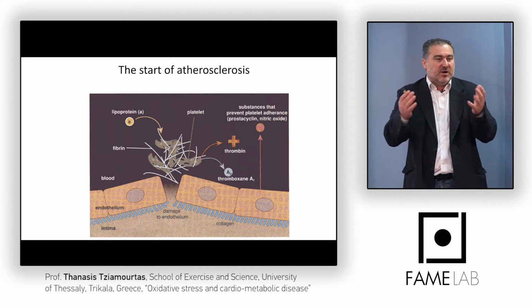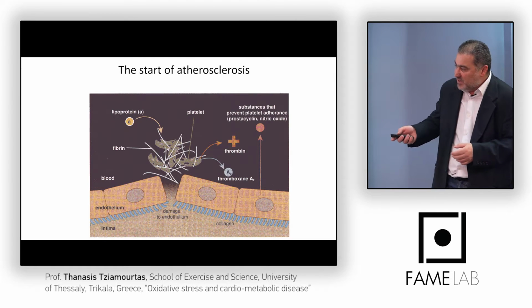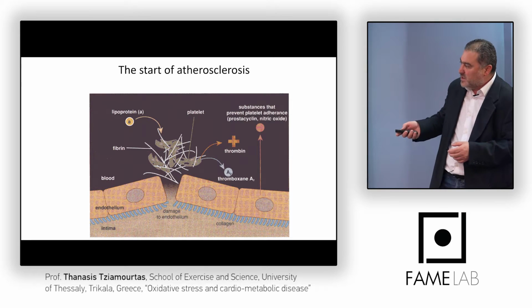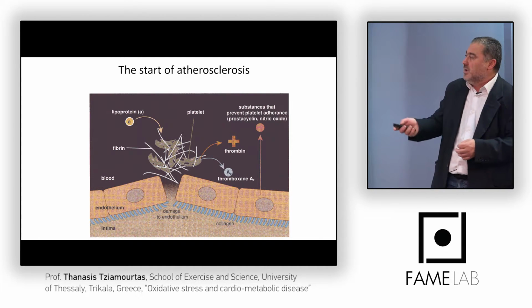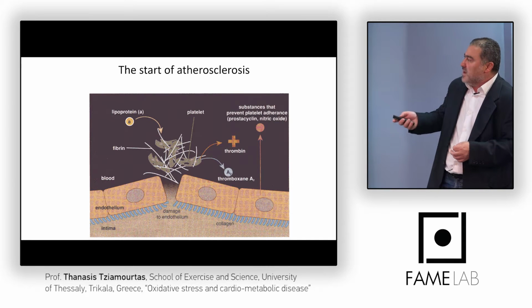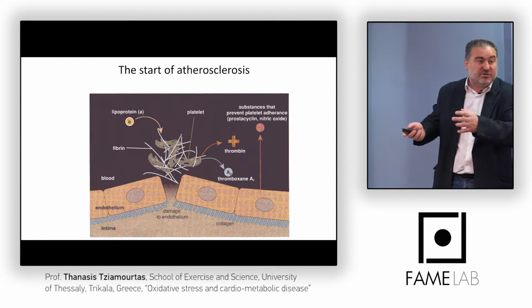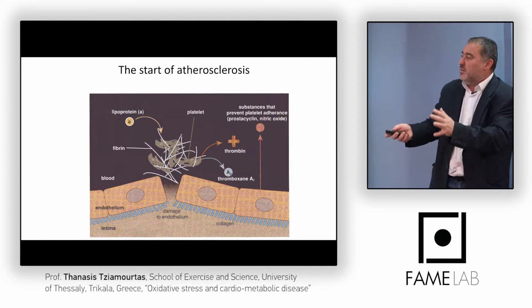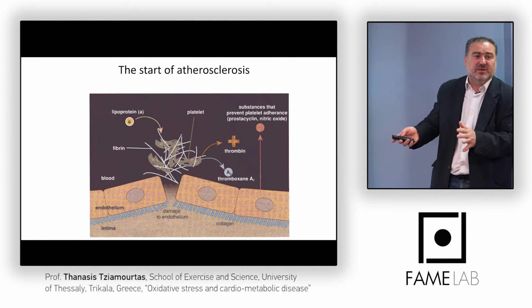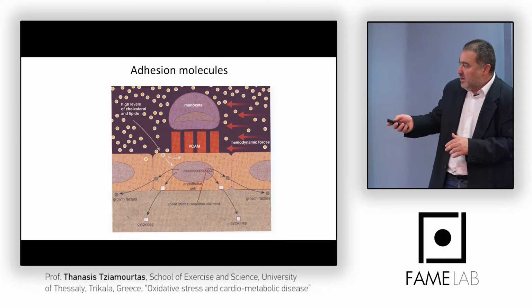How are the foam cells going to be formed? For example, we see here the endothelium. This is the intima of the artery. This is the endothelium. When something happens in the endothelium, then platelets, fibrin and monocytes are going to get over there in order to clear the damage that has happened here.